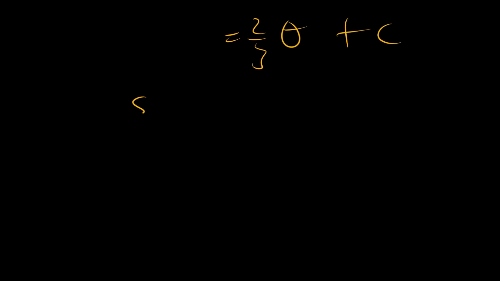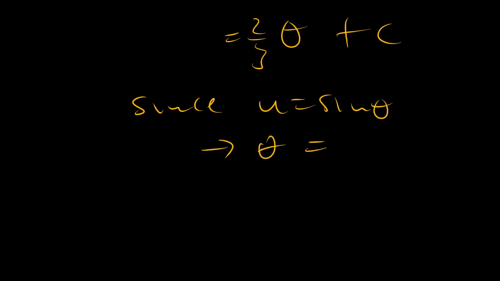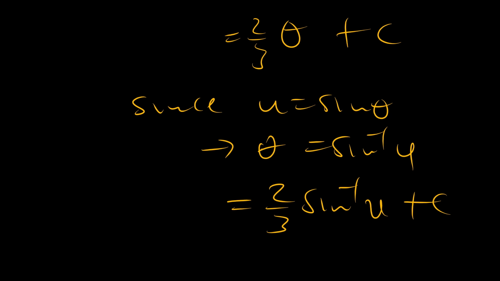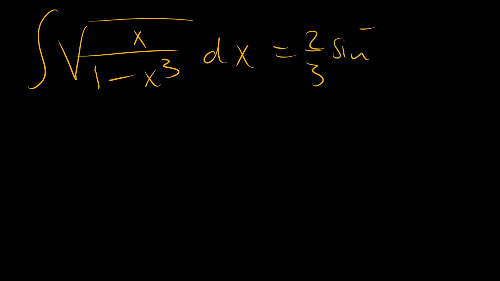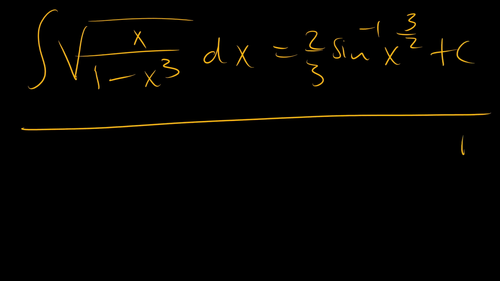And since u is equal to sine theta, theta becomes arc sine of u, and so our integral becomes 2 over 3 arc sine of u plus c, but u is the same as x to the power 3 over 2. So what we get here is that our big integral of the square root of x over 1 minus x cubed dx is the same as 2 over 3 arc sine of x to the power 3 over 2 plus the integration constant. And that happens to be our answer.